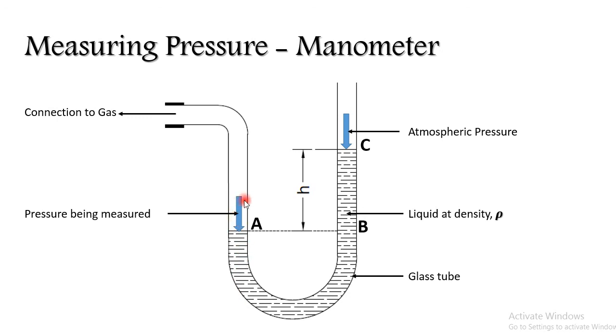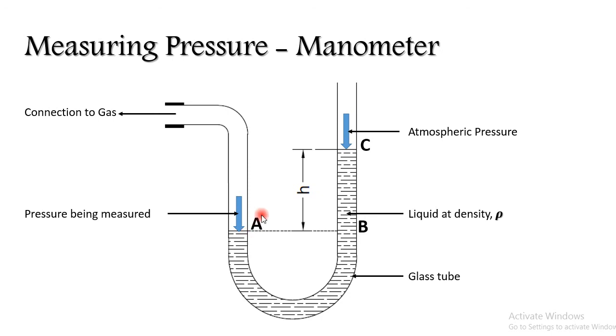So this arrow indicates the pressure that is being measured, and this has been connected to a gas, where you could have a gas at a certain pressure. The liquid is at level A, and also at level C. So if we want to measure pressure, we normally work out the height. This height is the mercury pressure, assuming we have mercury in this.